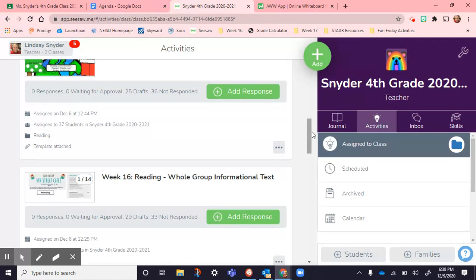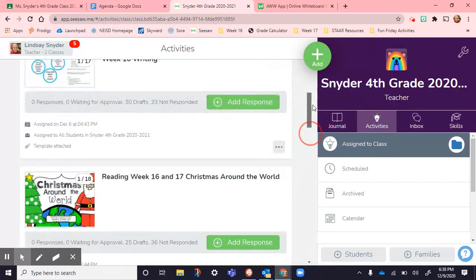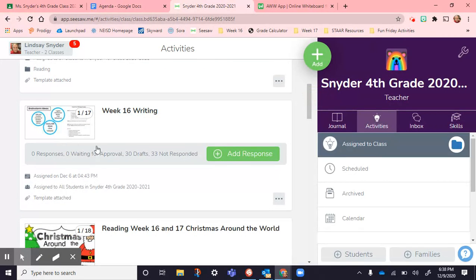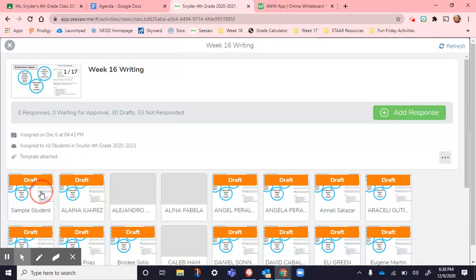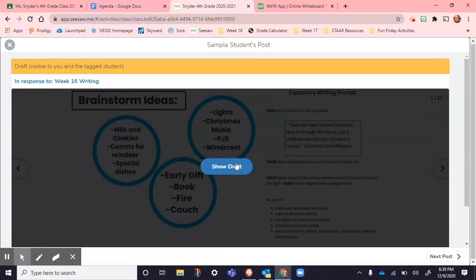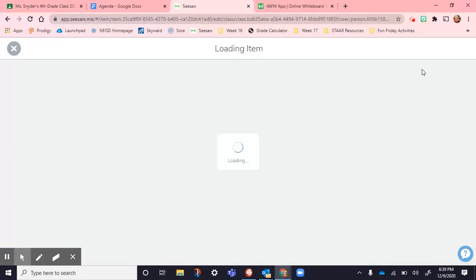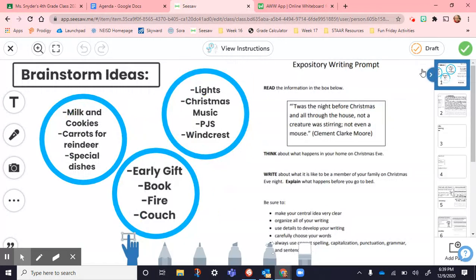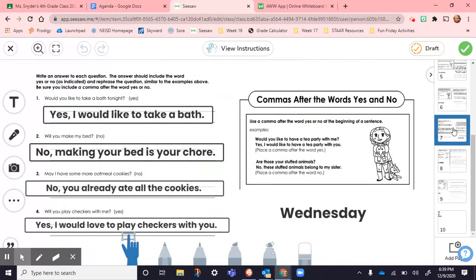And then in writing today, let's see where I have writing. There it is. So in writing, open up mine. All right, so let me start with the grammar part.